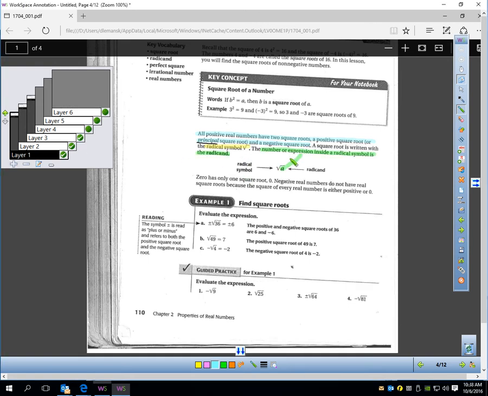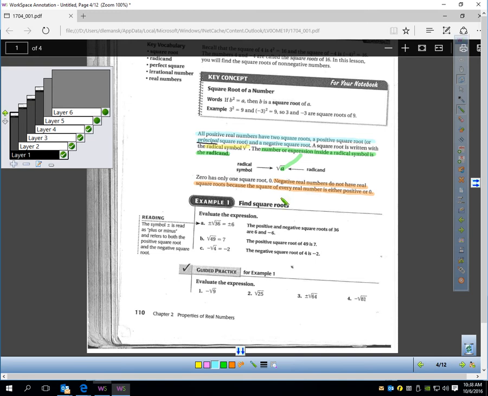So the number inside that radical symbol is called a radicand. Here I'm highlighting the variable a, which right now is the radicand. It's that value or number underneath the radical.